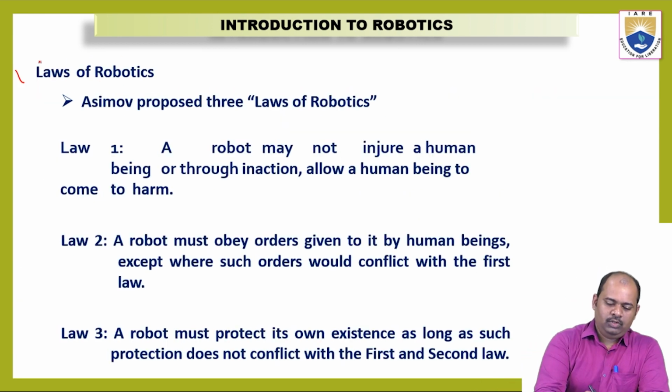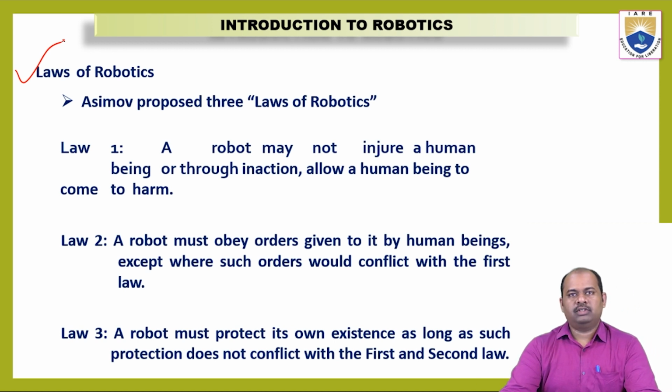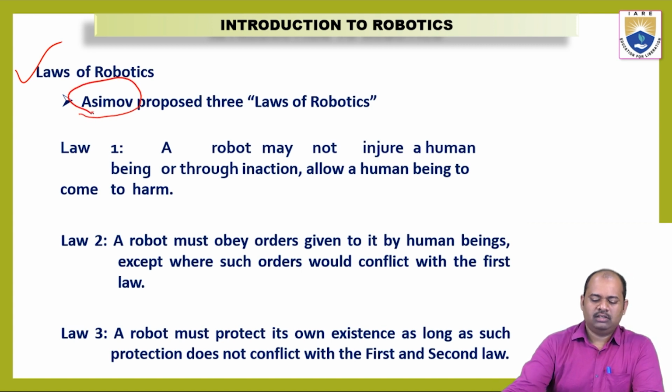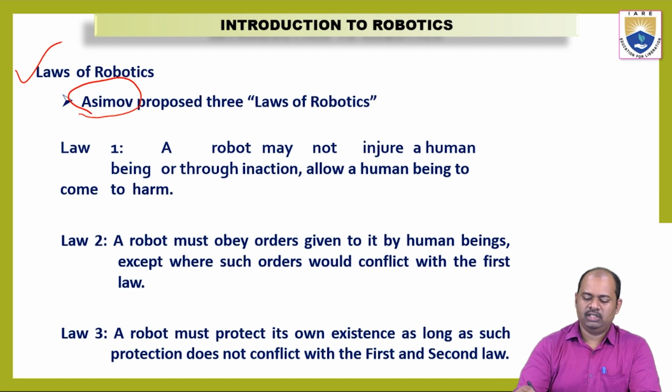Now, we'll see some laws of robots. See, back in the 1900s, Asimov, Asimov is a scientist.